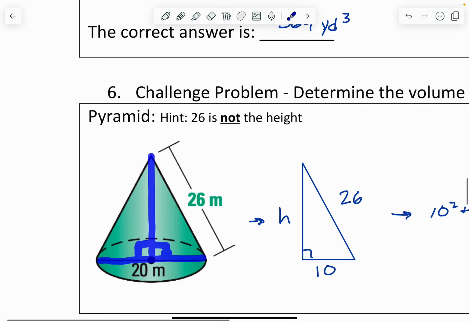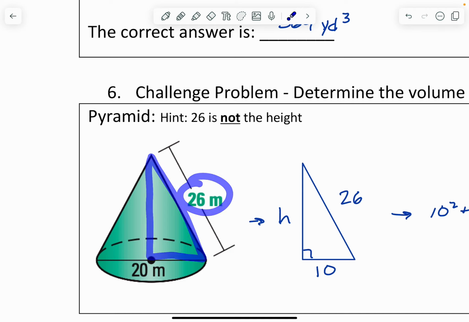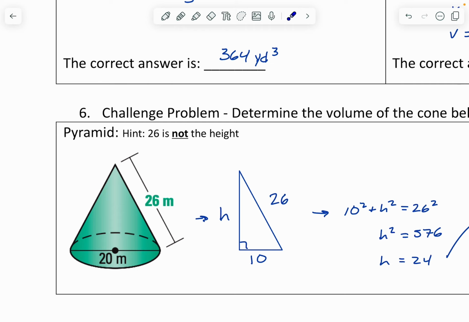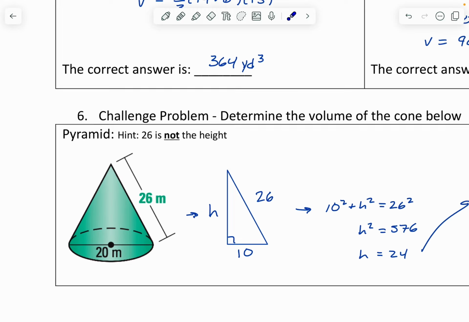I see a right triangle formed. Looking at this, here's that right triangle that's formed. One side's 26, one side is 10, and one side is the height. We use the Pythagorean theorem to solve. 10 squared plus h squared is equal to 26 squared. I get that h is equal to 24. I now know my height. Now I have enough information to determine the volume of this cone.